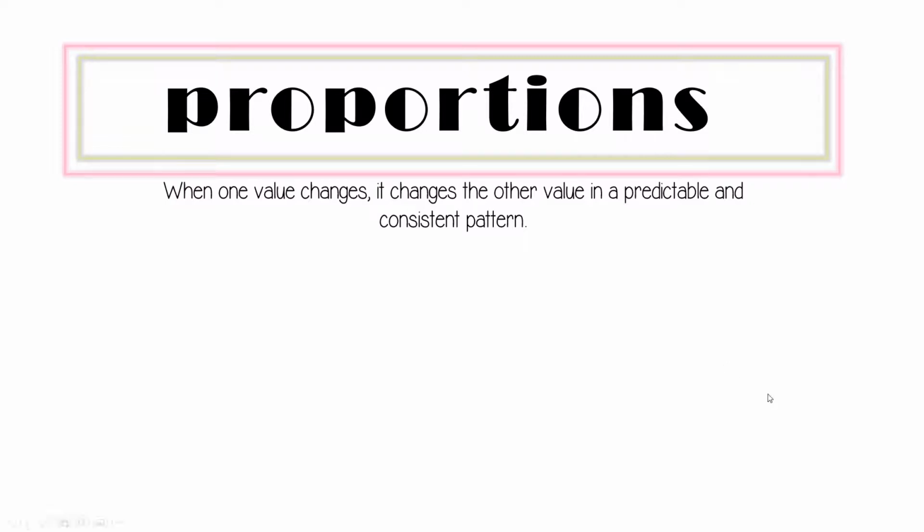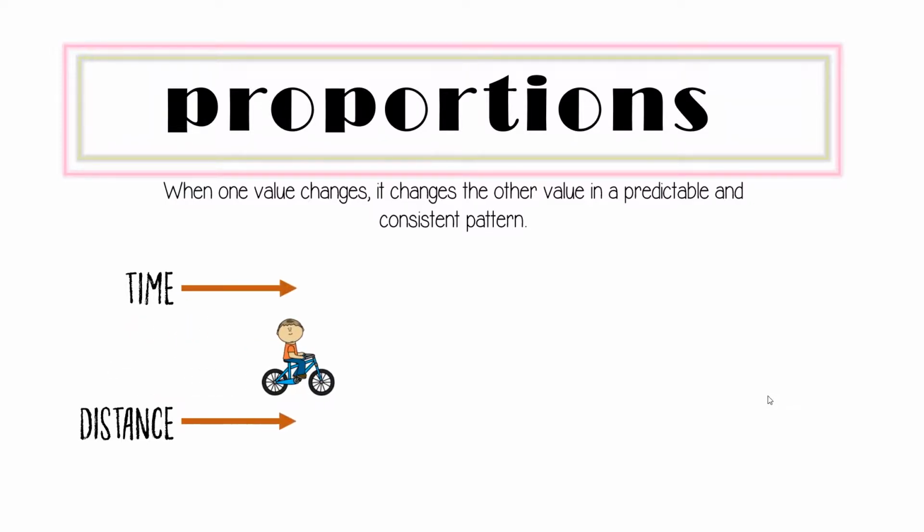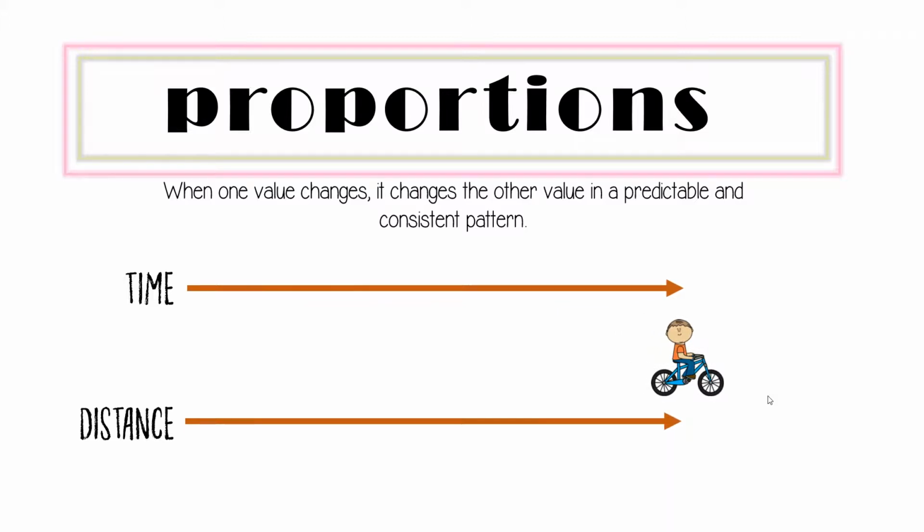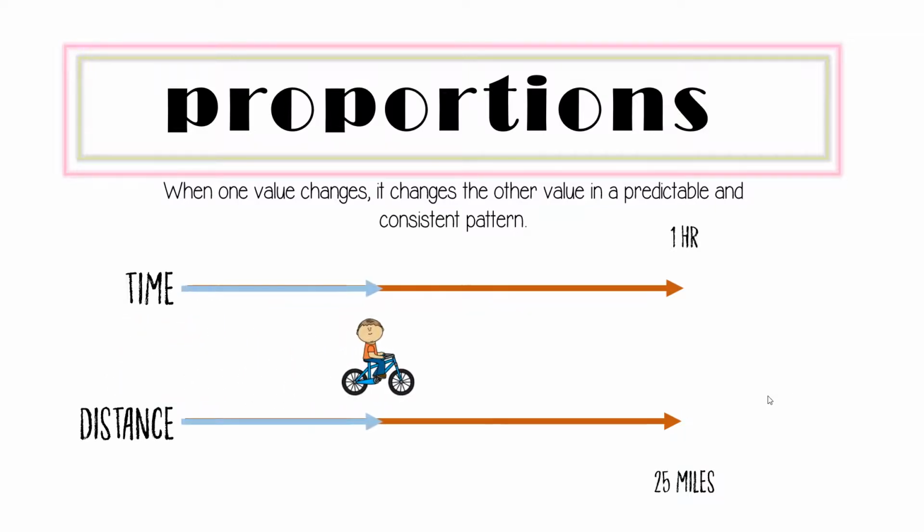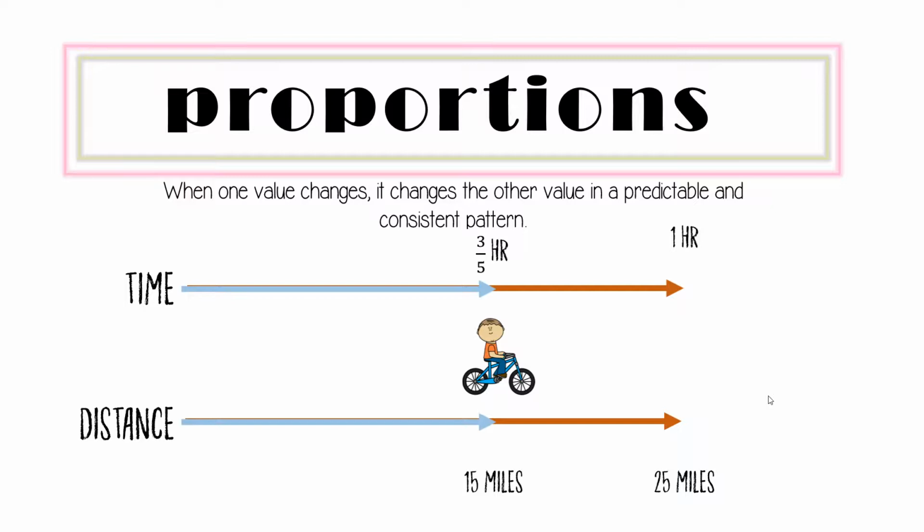So in this case, we're comparing the proportional relationship between distance and time. As Dana rode his bike, because he was going at a consistent speed, as distance rose, so did time, and vice versa. We know that in 1 hour, he's able to go 25 miles, so it makes sense that if he only goes 3/5 of an hour, he would go 3/5 the distance, in other words, 15 miles.